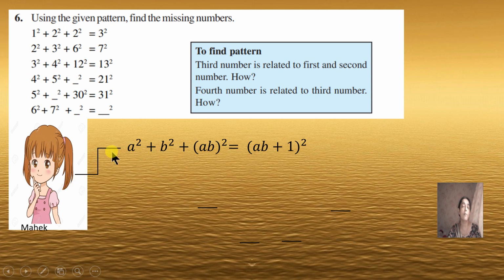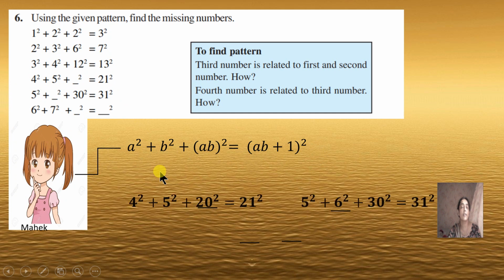So she has come up with a pattern that the square of the first term plus the second term, product of A and B: A square plus B square plus A and B, and the fourth digit will be AB plus 1, the whole square. So she fills this blank: 4 square plus 5 square plus, what is 4 into 5? Yes, 20 squared, and one more will be 21 squared.